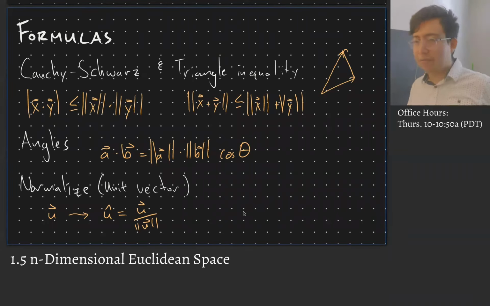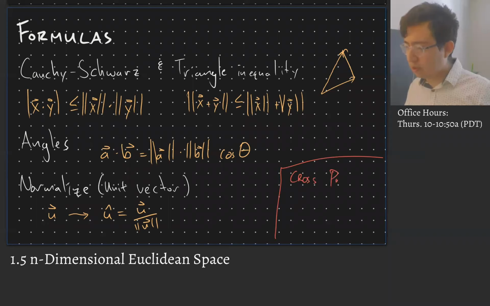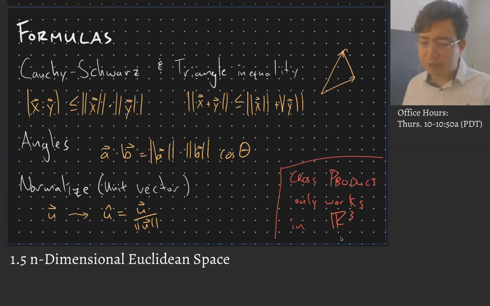Now, some stuff that doesn't work. I think the big thing that doesn't work in higher dimensions is the cross product. The cross product was specific to 3 dimensions. I mentioned it back then, but I'm going to mention it again. The cross product only makes sense if you're talking about 3-dimensional vectors. That might even be worth writing down. So, cross product only works in R3, so only for 3-dimensional vectors.